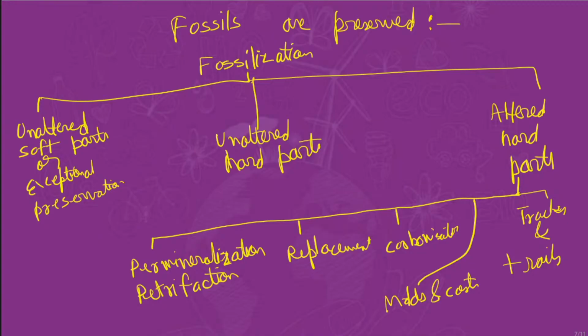Unaltered soft parts, or exceptional preservation. In very rare and ideal situations, the whole of the organism, including its soft and hard parts, may be found to have been preserved. In this type of preservation, the most fragile and delicate soft parts remain unaltered and provide finer details of the soft parts. This type of preservation takes place in several ways, such as fossils preserved in amber, tar, or ice.